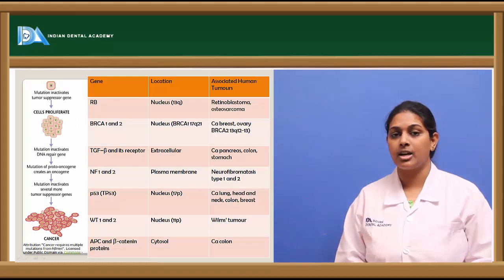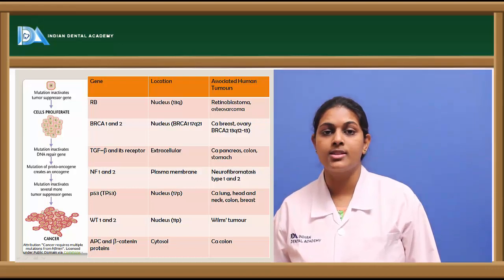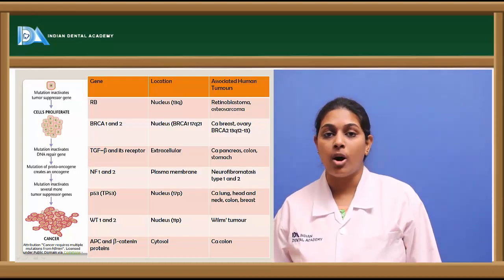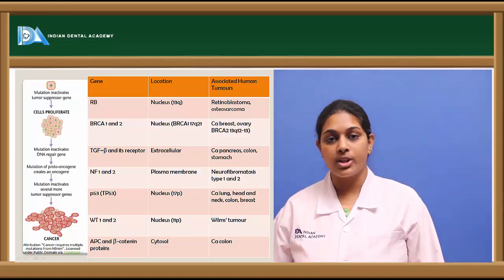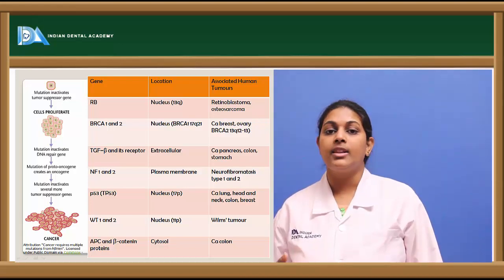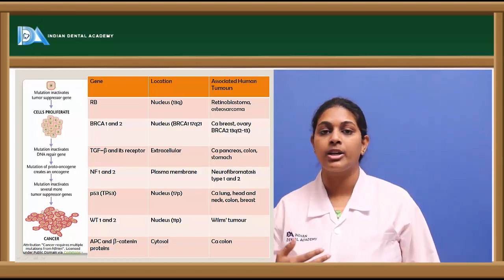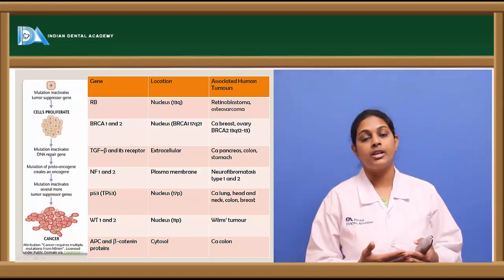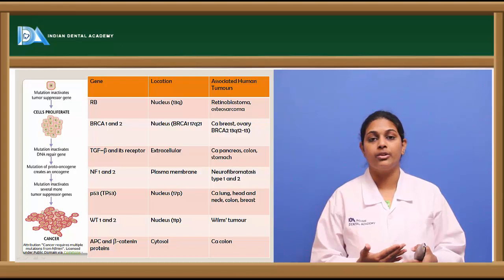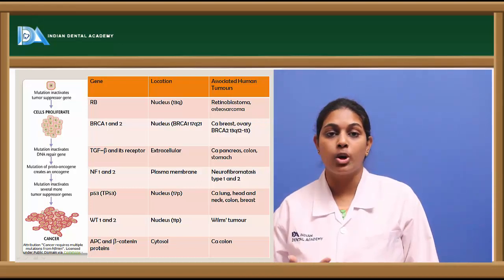Coming to the tumor suppressor genes: when proto-oncogenes are inactivated and transformed into oncogenes, these oncogenes help the tumor cells progress as mutated cells rather than being repaired. They progress as tumor cells, that is, the mutations are carried to the next generation of tumor cells. These tumor cells carried to the next generation are usually suppressed or removed by the tumor suppressor genes, if they are functioning properly.